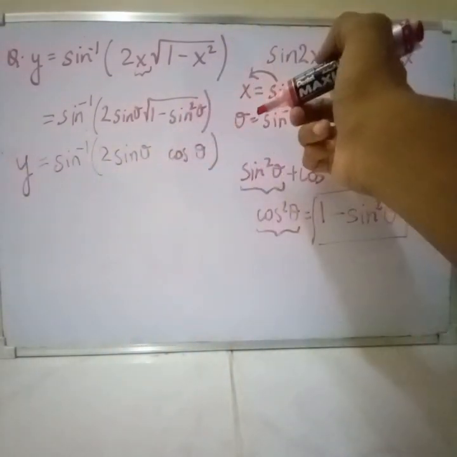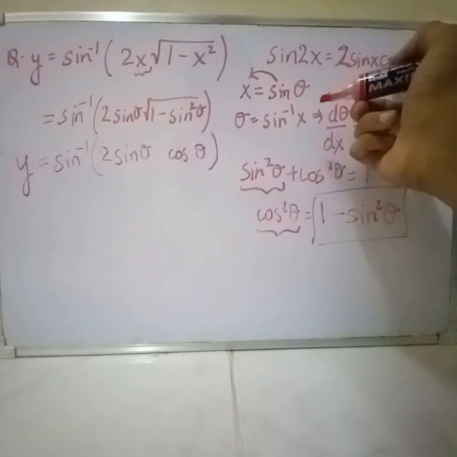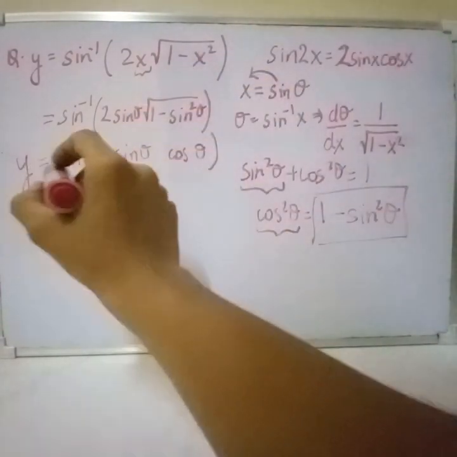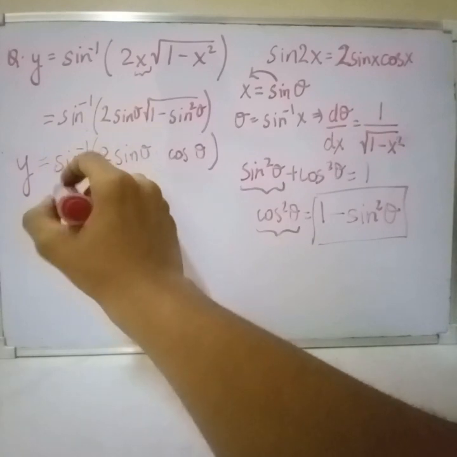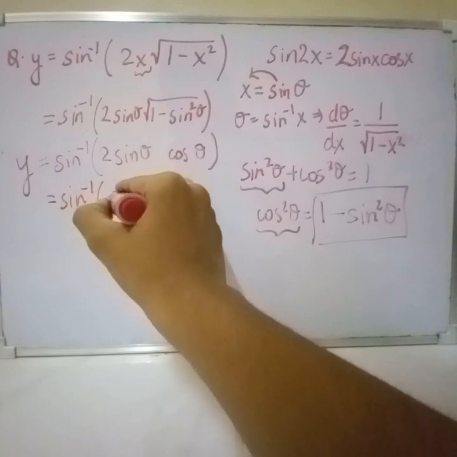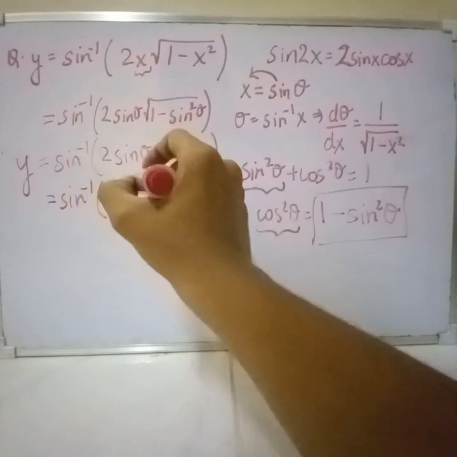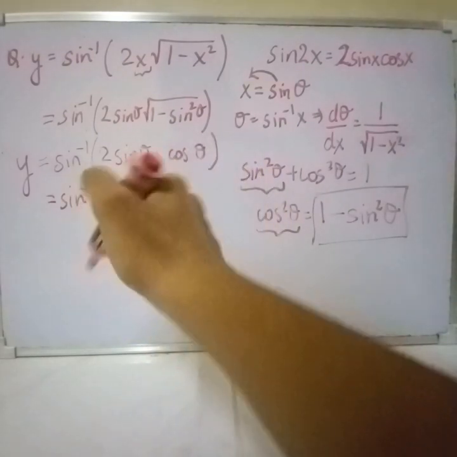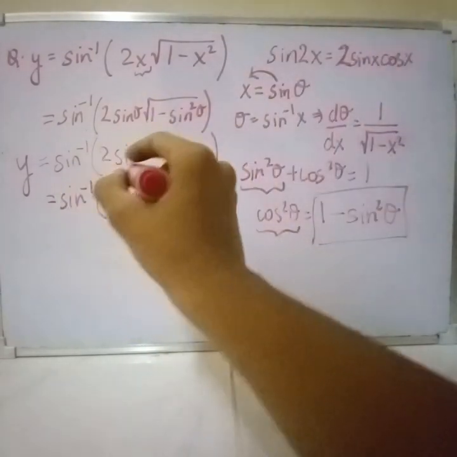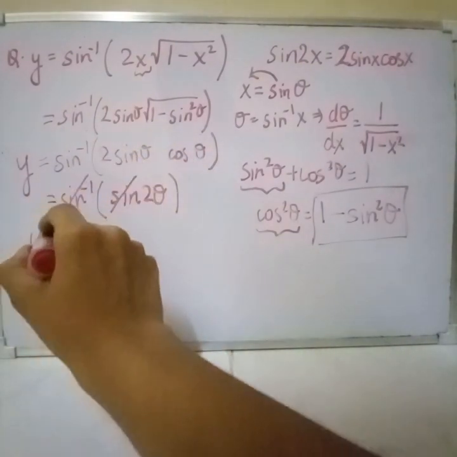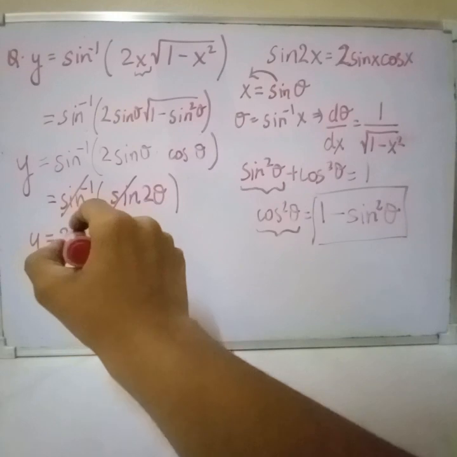According to this formula, when we have 2 sine cos, we can write it as sine of 2 times the same variable. So it will be equal to sine inverse, and instead of this we can write sine of 2 theta. The variable doubles, as this is the formula. So here sine and sine inverse will get cancelled. So y is equal to 2 theta.